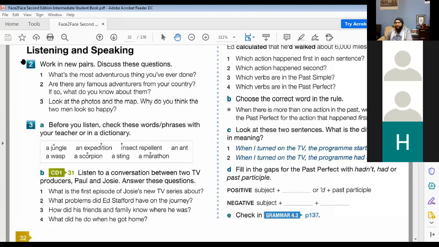Okay. Now here's a general question about Libyans. I don't know if we can answer this, but are there any famous adventurers from your country? I think there was a Libyan who went to Mount Everest or something. I don't remember, something like this. I saw it a few years ago on Facebook. I don't know.